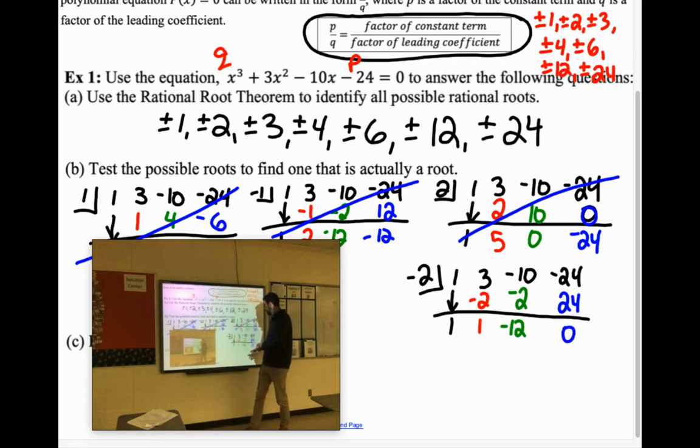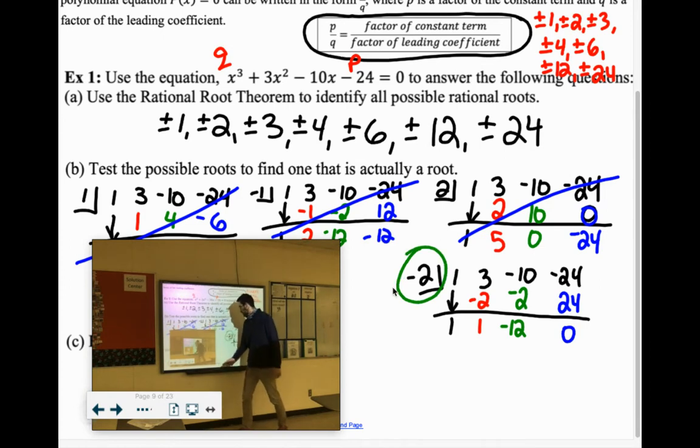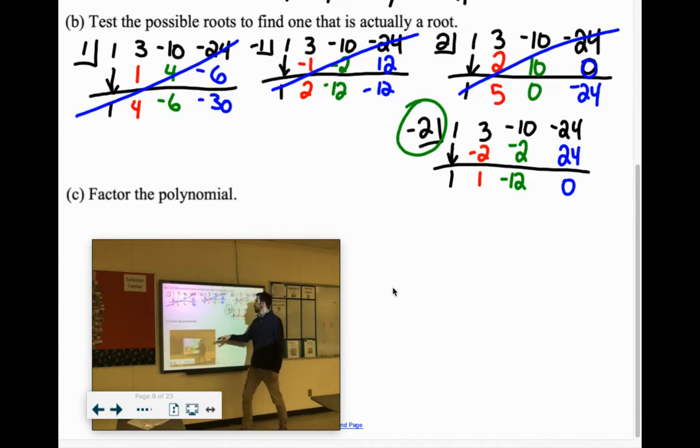All right, we just found our zero. We found out our zero was -2. Woo! So we're going to factor that polynomial. If our zero is -2, remember we write that as x plus 2.